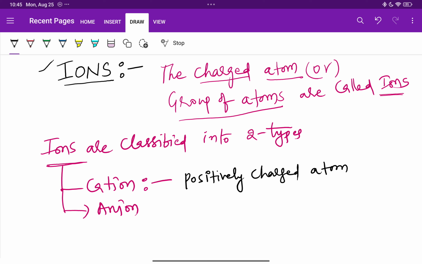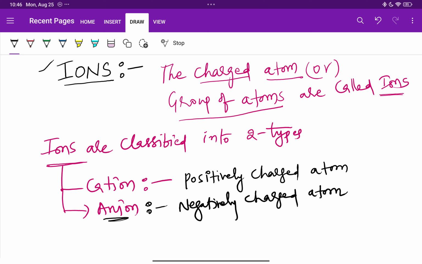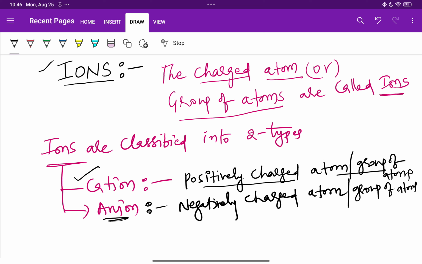or group of atoms is called cation, and anion is nothing but negatively charged atom or group of atoms. So positively charged atom or group of atoms is called cation. Negatively charged atom or group of atoms is called anion.